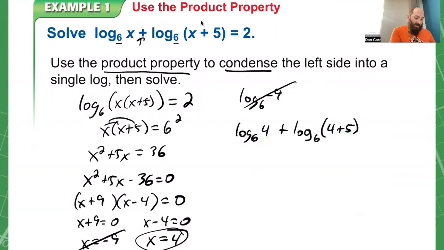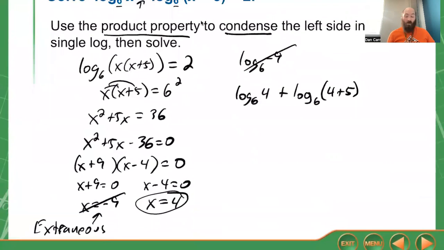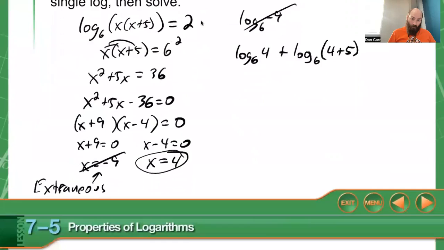Okay, but the negative 9 does not work here. It actually doesn't work here either, but all I care about is it fails the first one, so I don't need to check the second one. All right, so that's our product property.